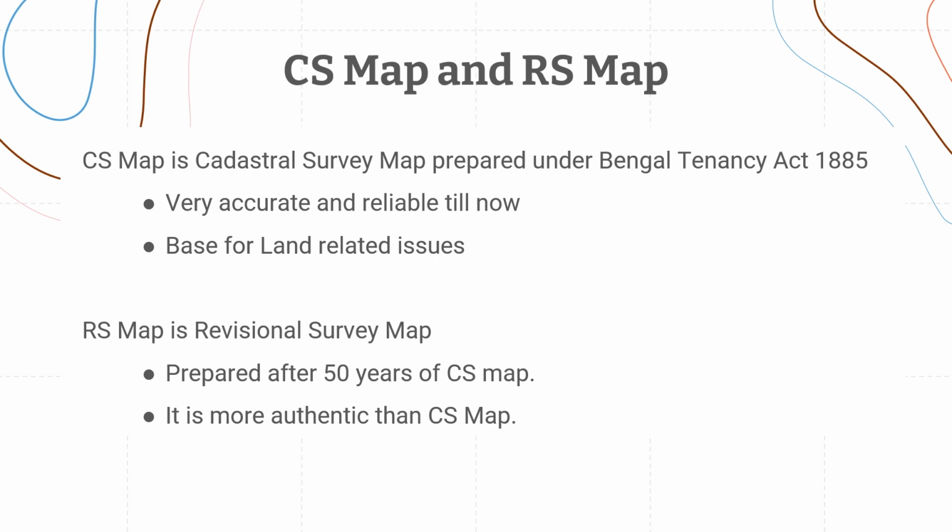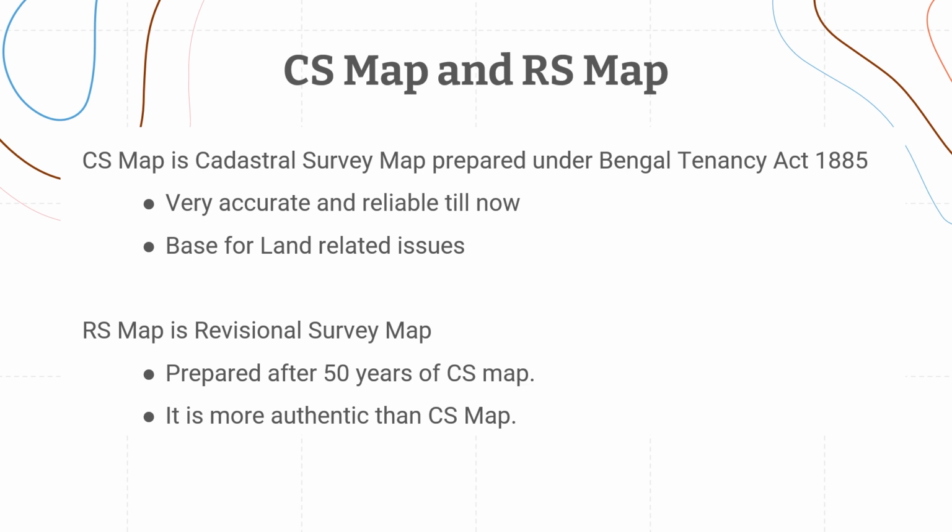Now let's see what is CSMap and RSMap. CSMap is Cadastral Survey Map prepared under Bengal Tenancy Act of 1885. It is very accurate and reliable till this day, and it is a base for all land related issues.